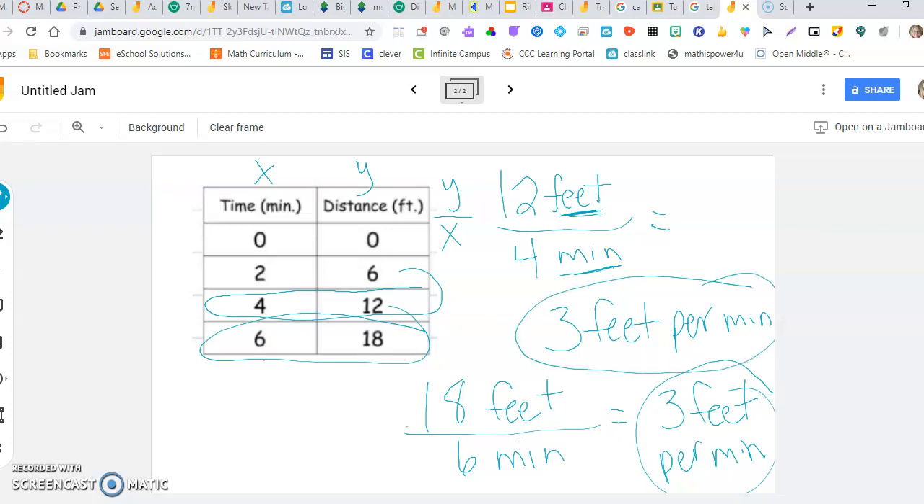So hopefully that helps review how to find a unit rate from a table.